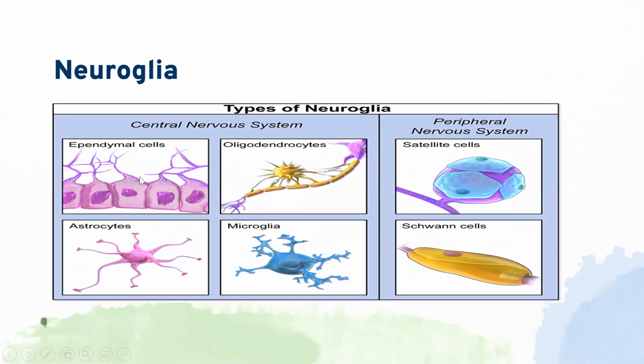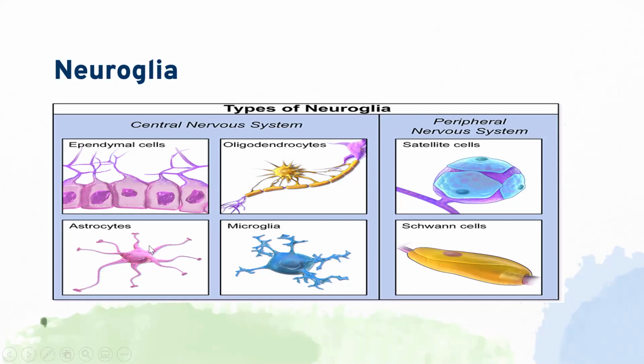We'll start with ependymal cells. Ependymal cells are a type of simple columnar glial cell with cilia, lining the ventricles, which helps to circulate the cerebrospinal fluid. Oligodendrocytes help to produce the myelin sheath on the axons of the central nervous system.